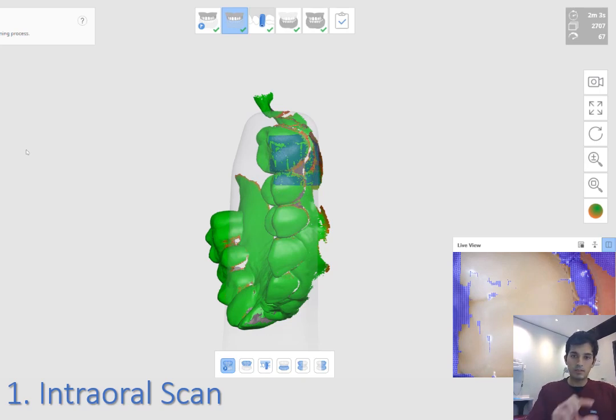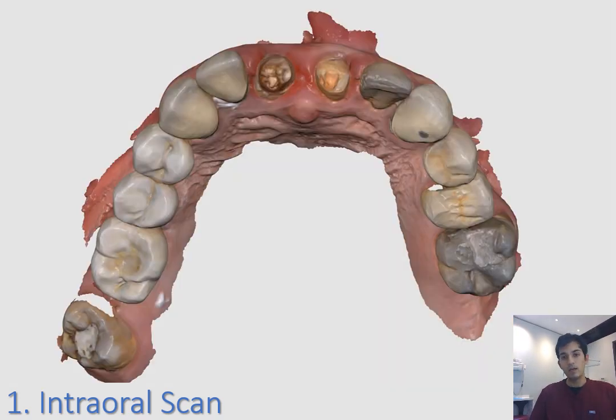Now if you look at the bar at the top with the little square icons, you'll see that we also scanned the opposing arch, the mandible, and we took a bite scan as well, because we really need all this information to come up with a proper digital wax up here, taking into account the patient's occlusion as well as relationship to adjacent and opposing teeth. So this was the final intraoral scan we had.